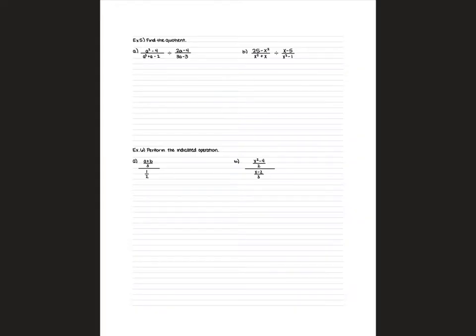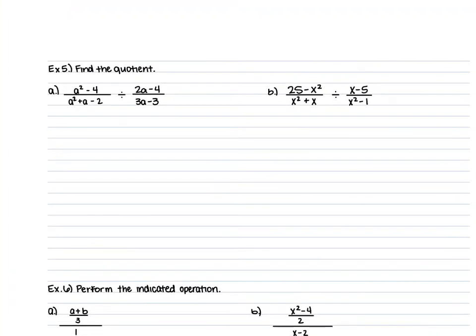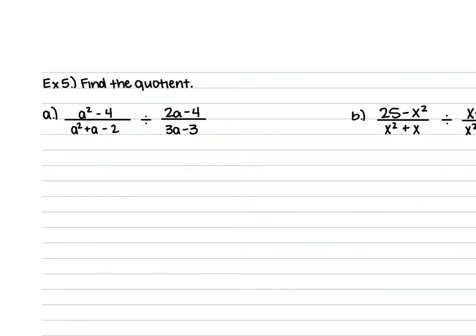All right. For our next example, for example 5, we're finding the quotient again. For a, we're given a squared minus 4 over a squared plus a minus 2 divided by 2a minus 4 all over 3a minus 3. So with these, we are going to have to factor first before we keep, change, flip. It's going to make our life so much easier if we do that. That a squared minus 4 is the difference of squares. So that factors out to be a plus 2 times a minus 2.